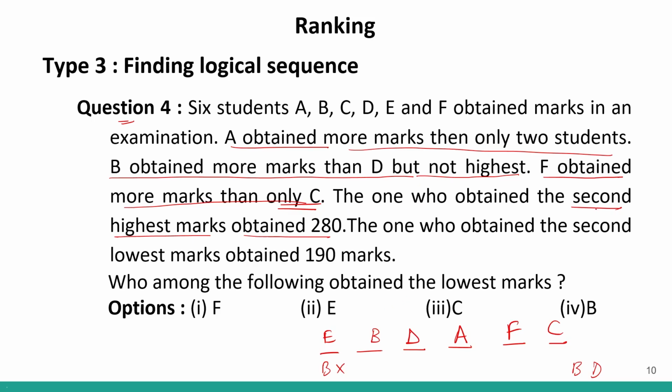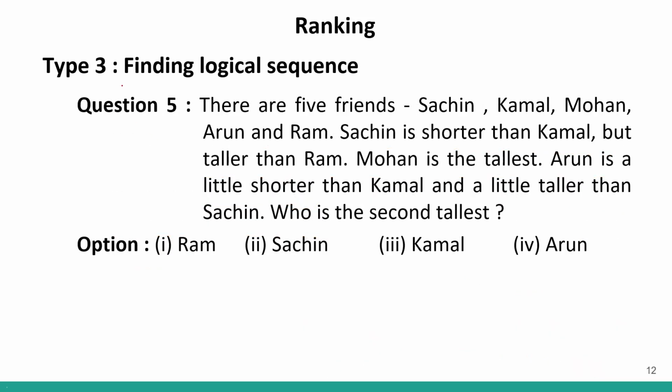Now it tells us that the one who has obtained the second highest. So over here we have the highest marks and over here we have the lowest marks, correct? So the one who has obtained the second highest has obtained 280. So B has obtained 280, and the one who has obtained the second lowest marks has obtained 190. Second lowest is F, so F has obtained 190. Correct? We have to find out who among the following obtained the lowest marks. So the lowest marks is definitely C. So our answer will be option number 3, C. Clear? Question number 5.